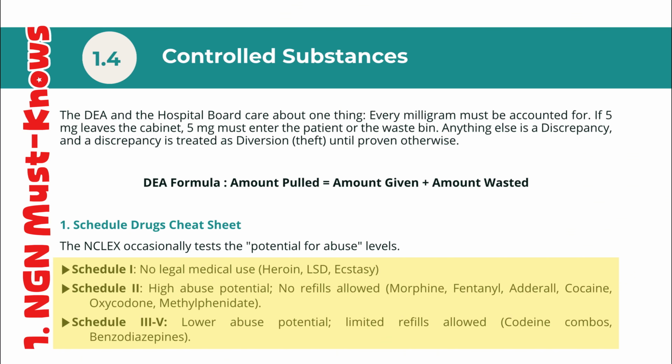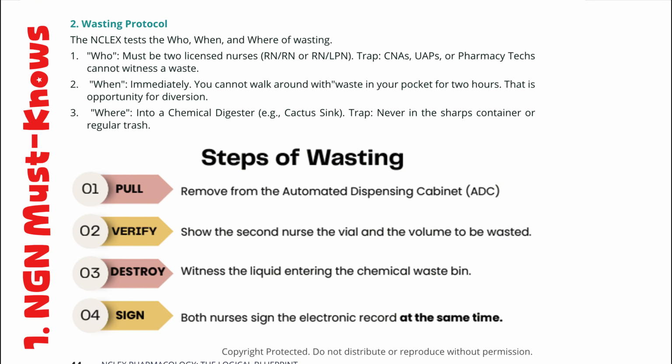The wasting protocol tests the who, when, and where. Who? Two licensed nurses, RN and RN or RN and LPN. A CNA or pharmacy tech cannot witness. When? Immediately. Never carried in a pocket. Where? A chemical digester, never the sharps container or regular trash.